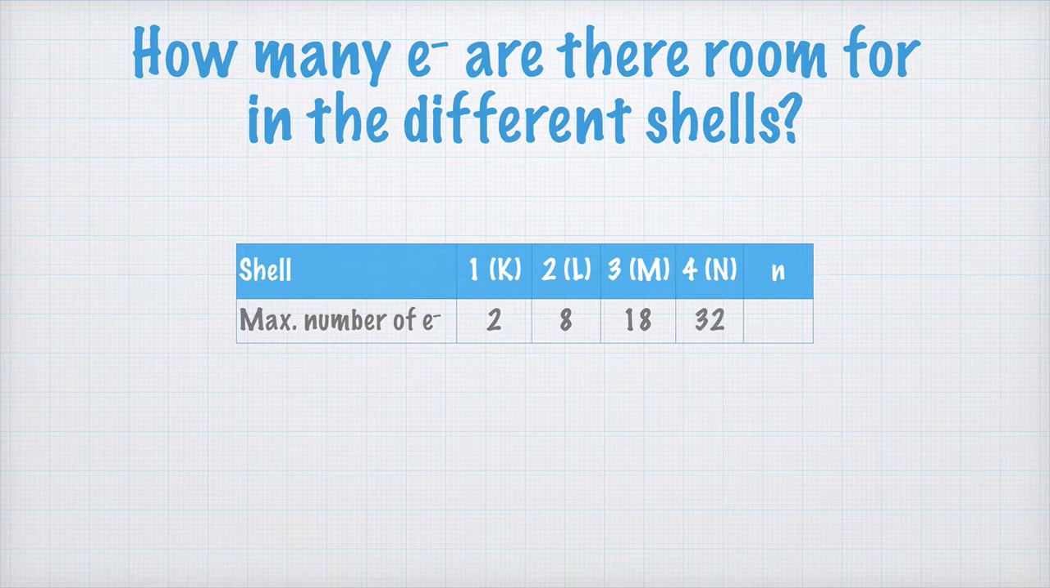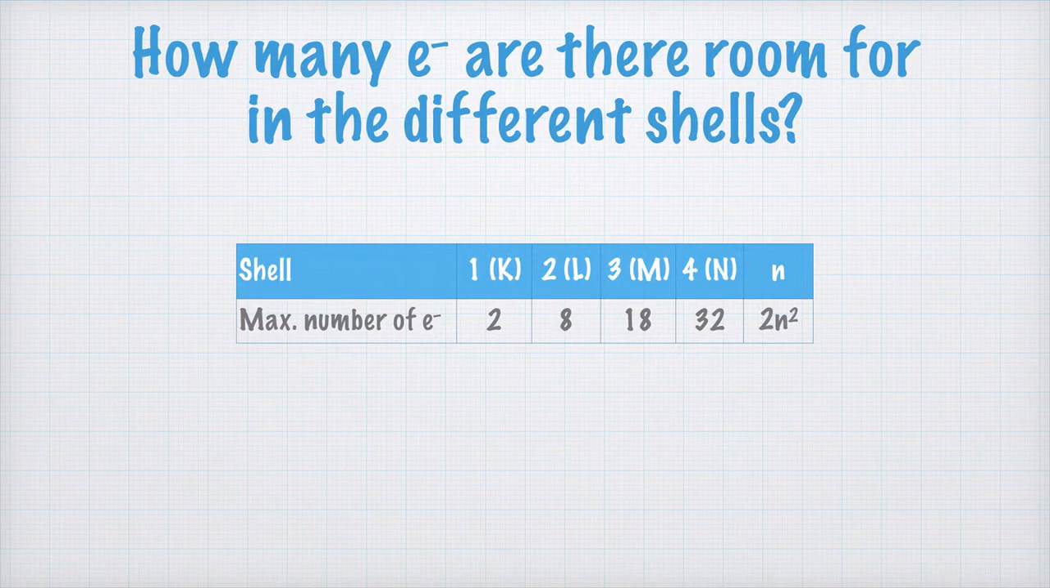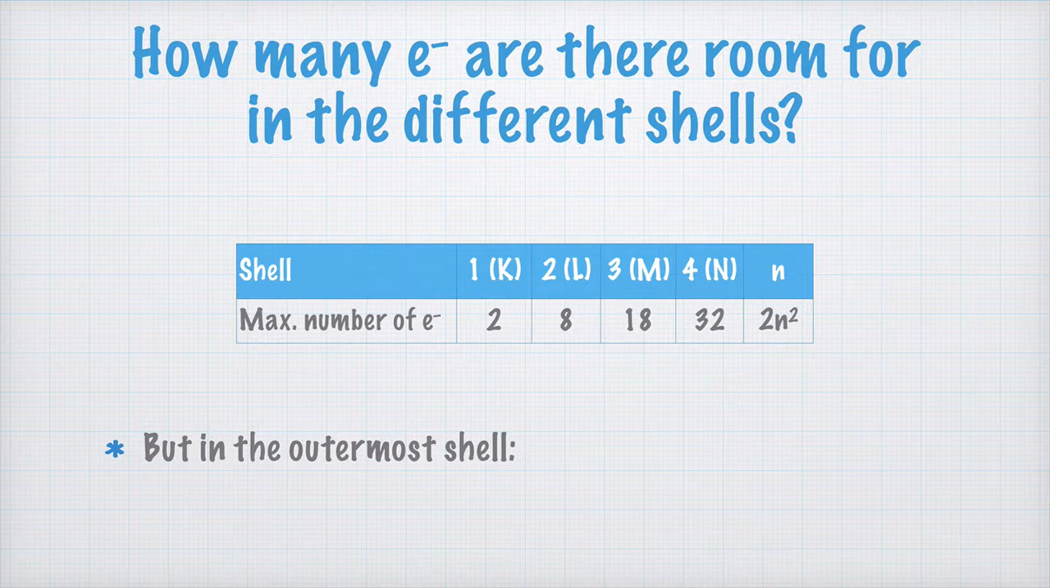There is a formula for calculating that too if you want, and that is, in shell n, there is room for 2 times n squared electrons. But, and this is very important, in the outermost shell, whichever it may be, there is never room for more than 8 electrons. This is because having 8 electrons in the outermost shell is particularly stable, something that's called noble gas configuration. We'll look at the electron configurations for some atoms to explain that.